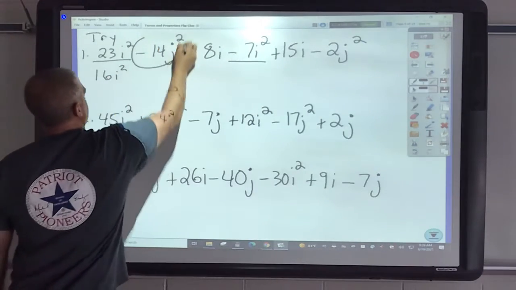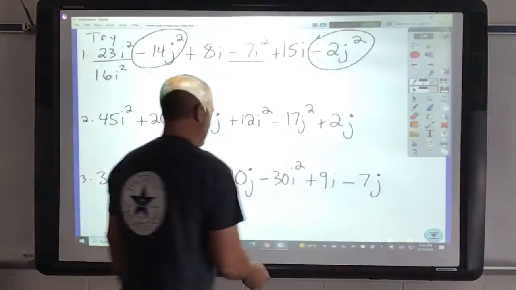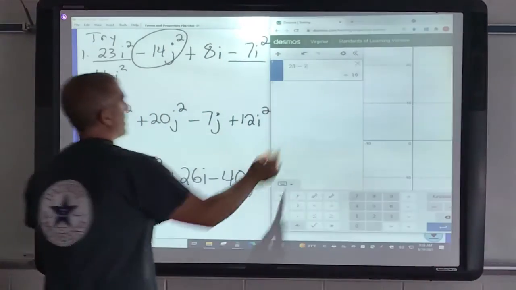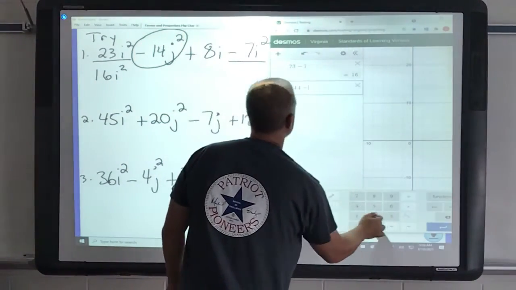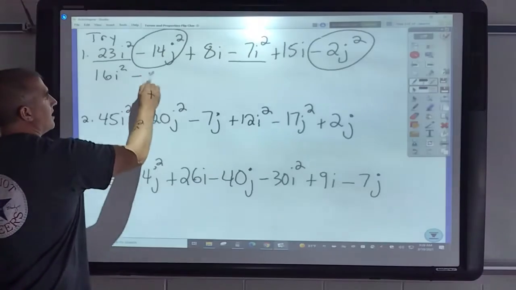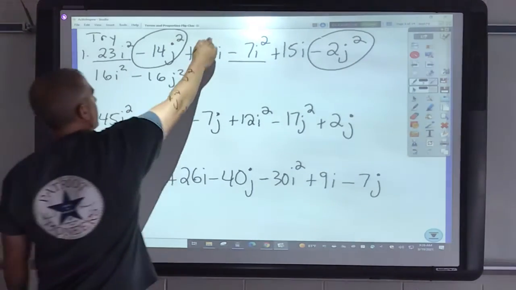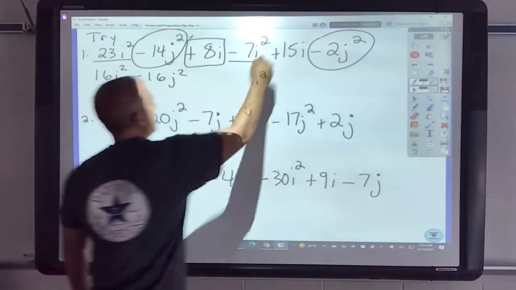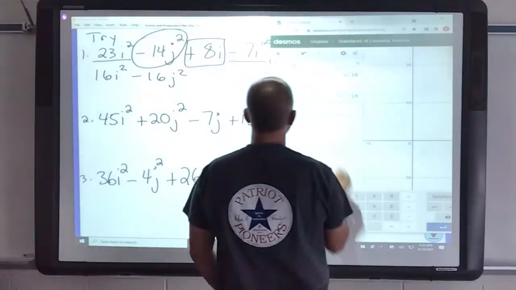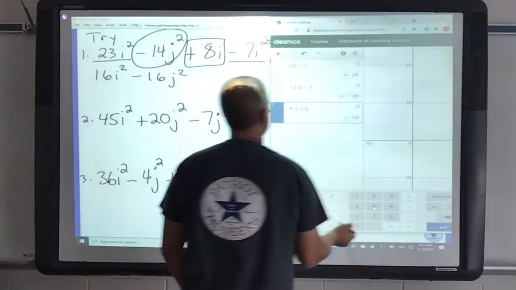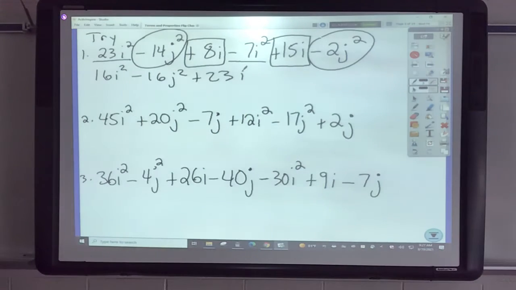Then I got negative 14j squared. The other matching term there is negative 2j squared. So I'm typing that in just like I see it. Negative 14 minus 2 is negative 16j squared. Then I got 8i, 15i. So I got 8 plus 15. Type it in just like you see it. 23i. That's my answer for that one.